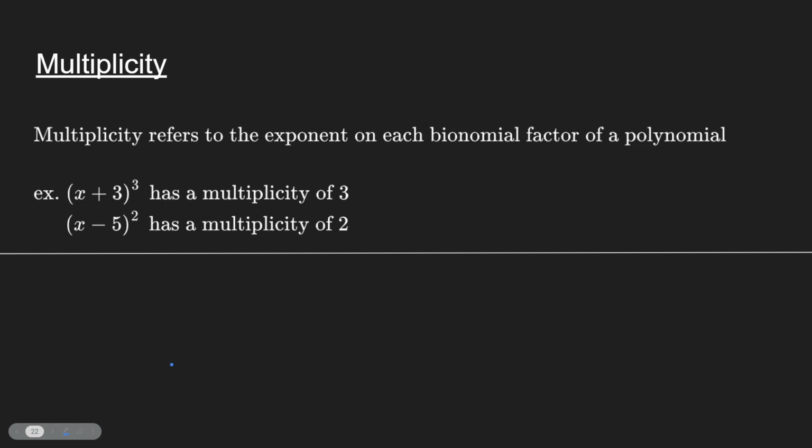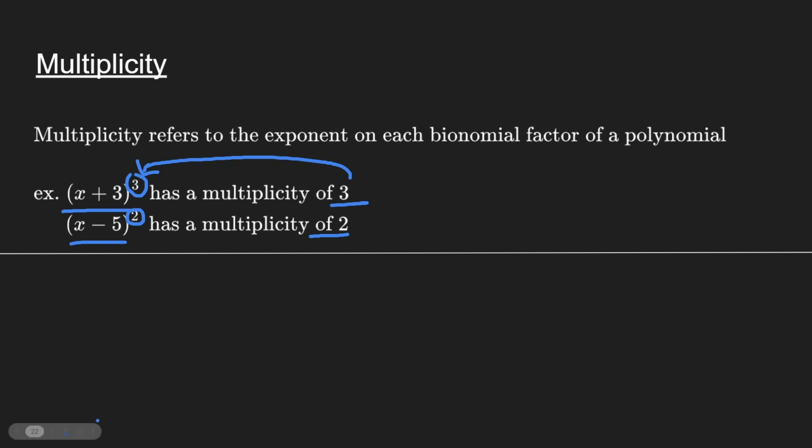Now that we have a base foundation of zeros and x-intercepts, let's move on to multiplicity. Multiplicity refers to the exponent on each binomial factor of a polynomial. If we look at the binomial factor x plus 3 to the power of 3, this would have a multiplicity of 3, because the exponent says 3. And same thing over here, since this binomial has an exponent of 2, we would say this factor has a multiplicity of 2. It's really as simple as that. For each binomial factor, you just look at the exponent, and that tells you its multiplicity.